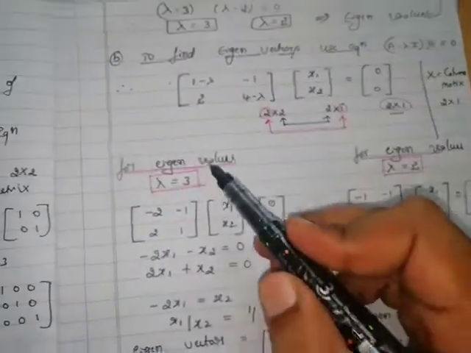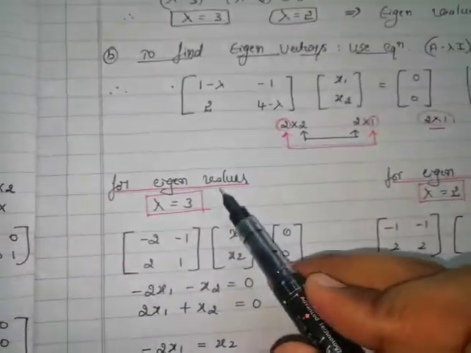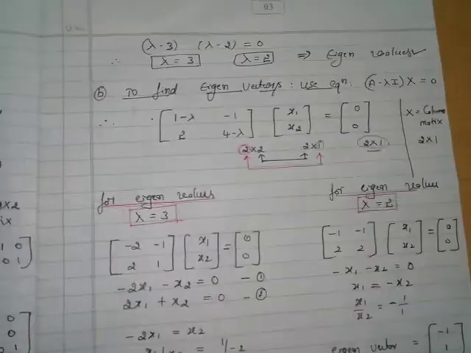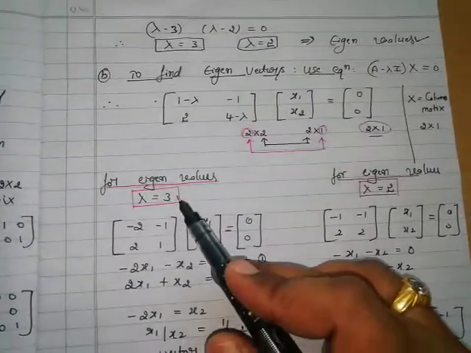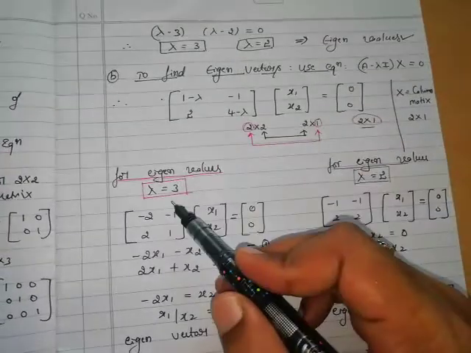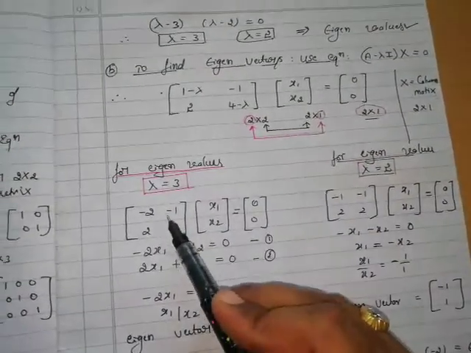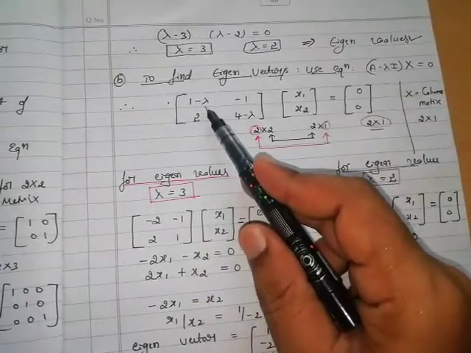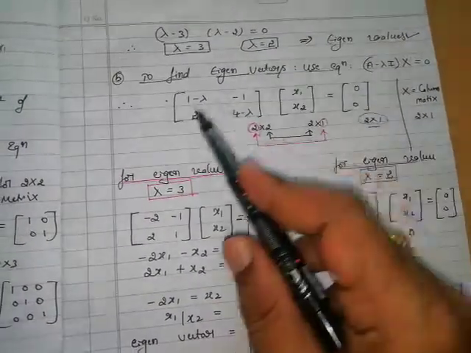Then find the eigenvector. Now we are going to find the eigenvector for 2 values. We are having 2 values. One is lambda 3 and other is lambda 2. So first we will find the eigenvector for the eigenvalue lambda 3. So now here the same thing, just what you have to do is just substitute lambda is equal to 3 in the above format.